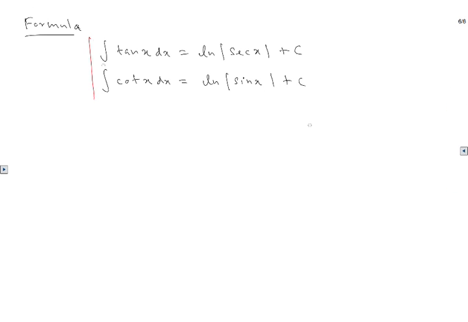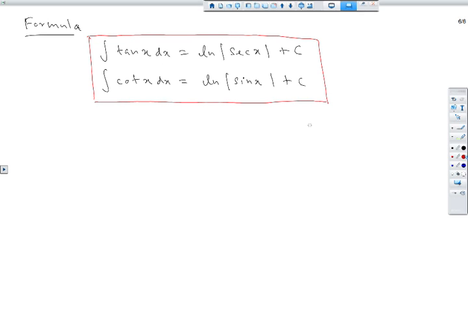There are two formulas actually. One is the integral of tan x dx. Tan x doesn't have a formula yet, but you can prove that this is simply ln secant x plus c, and then the integral of cotan x, you can show that this is ln sin x plus c. We're going to prove these two formulas right now, and then after that you can use them. So let's do that.